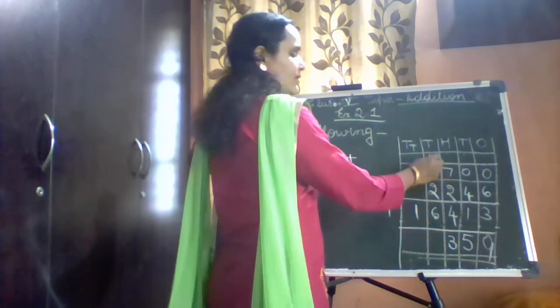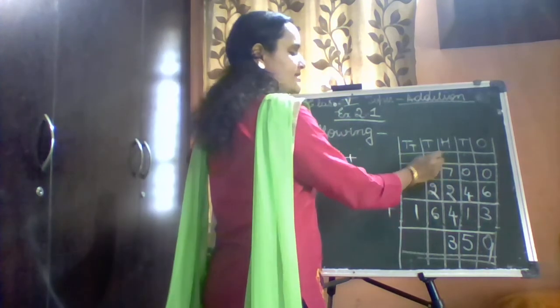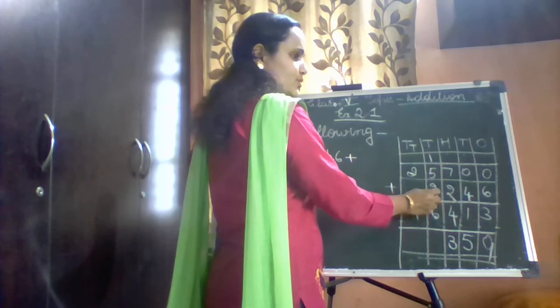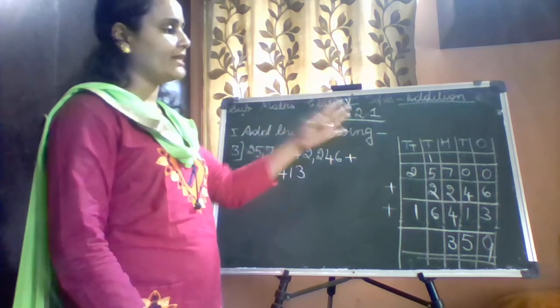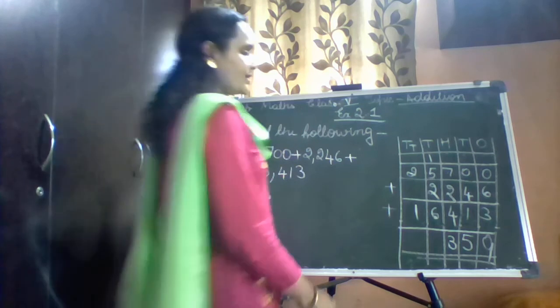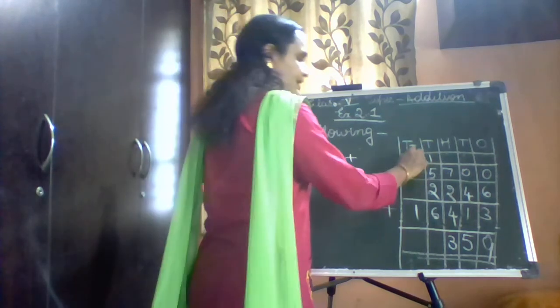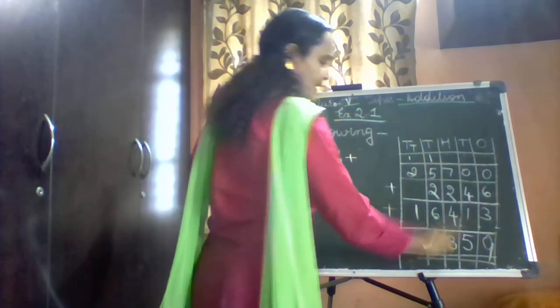Okay. Now you have to add all the 4. 5 plus 1 is 6. 6 plus 2 is 8. 8 plus 6. After 8, 9, 10, 11, 12, 13, 14. So 14 is 1 and 4. So carry 1 here and 4 will be down.